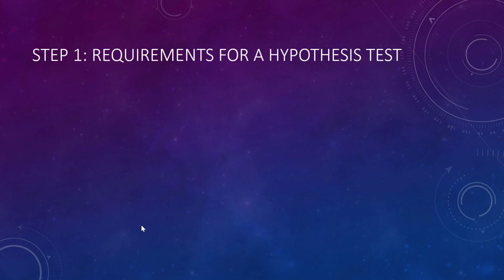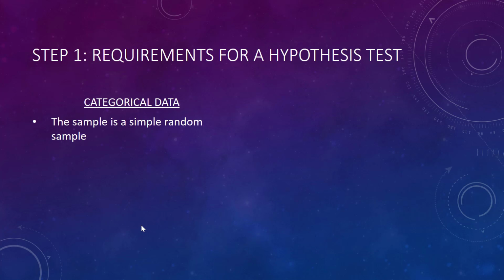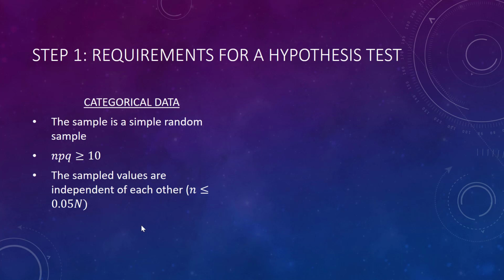Step 1, requirements for a hypothesis test. If you are working with categorical data, the sample must be a simple random sample. The product of n, p, q must be larger than or equal to 10, and the sample values must be independent of each other, meaning that the sample must be less than 5% of the total population.